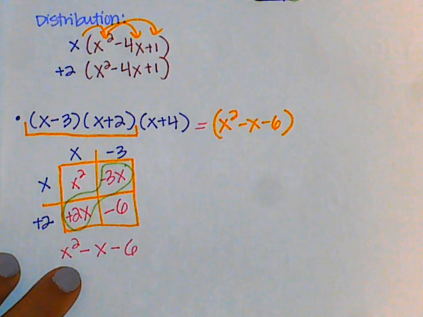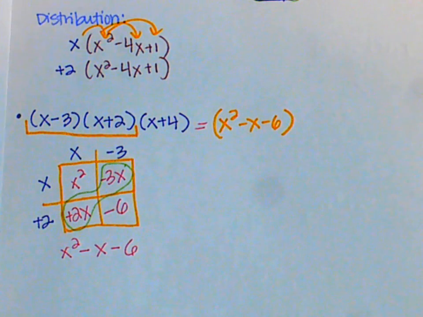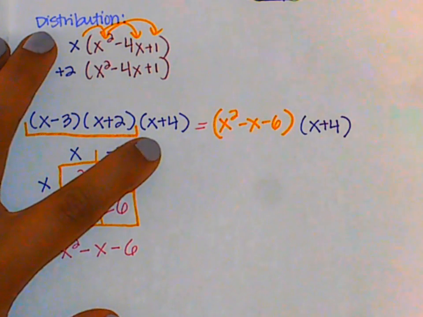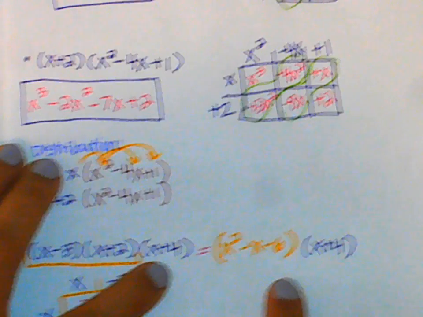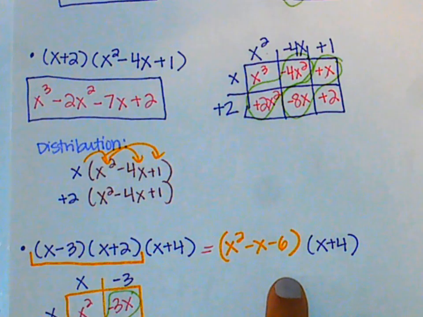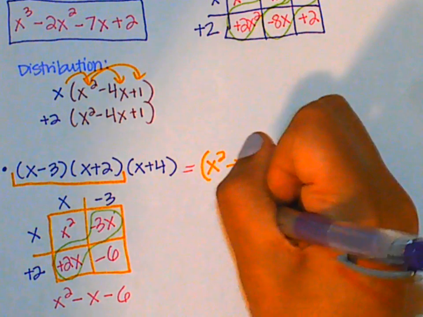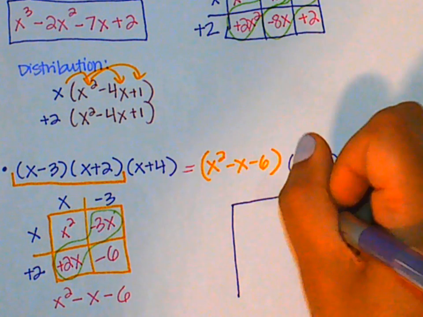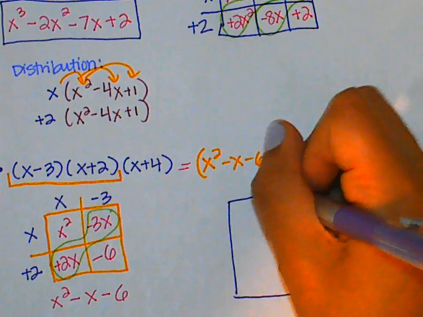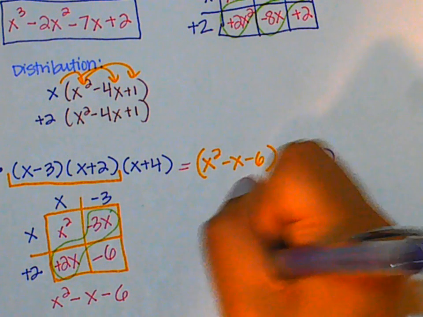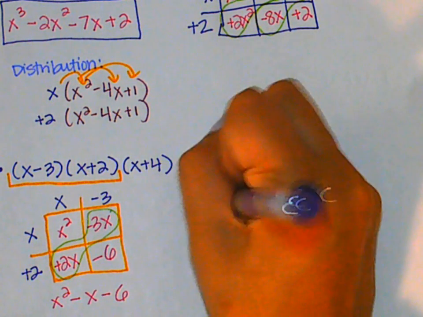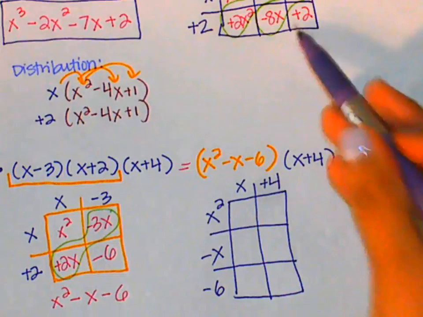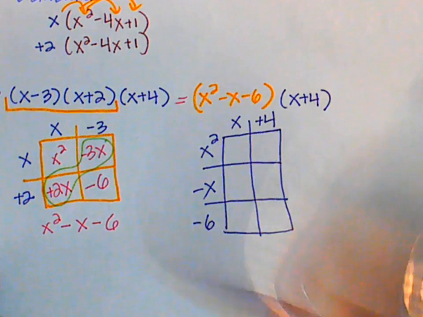Now I have a trinomial that I'm going to multiply by this binomial here, x plus 4. Well, now this problem just turns right back into the problem that we did last. So we're going to follow the same steps. Now you can do a 2 by 3, or you can flip it the other way around. Like this. So I would get x squared minus x minus 6, and then x plus 4. It doesn't matter how you set it up. What matters is what's inside.